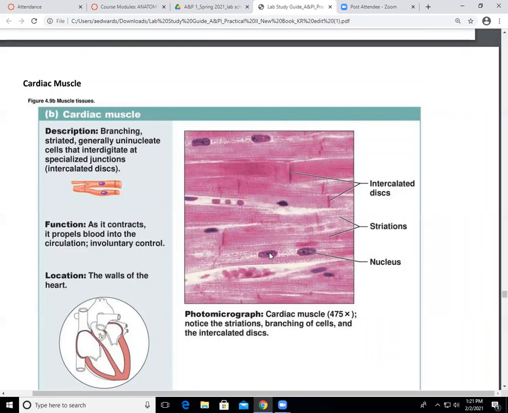Skeletal muscles are located in the skeleton. Cardiac muscles are found in the heart. Right? Is cardiac muscle voluntary? Do you have to think to make your heart beat? No, right? That'd be really bad if we had to think about it every time. All right, one nucleus per cell.